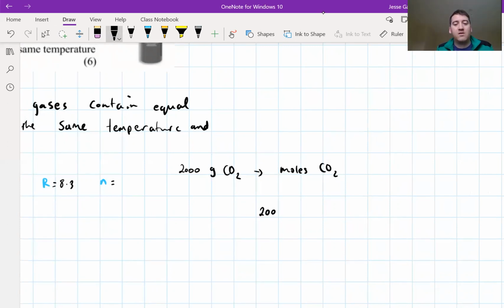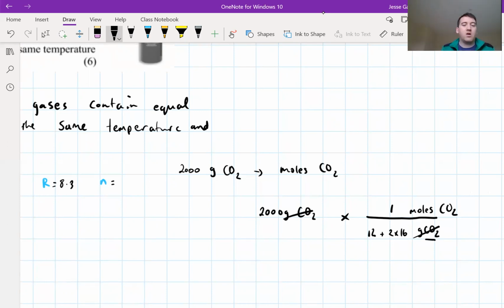Okay, so you've got 2,000 grams of CO2, and we're converting to moles of CO2. So what we want to do is make sure that we cancel out our grams of CO2 and leave ourselves with moles of CO2. The next thing we want to think about is what's the relationship between grams of CO2 to moles of CO2? Well, for every 1 mole, we have this mass of CO2. So we have 12 from the carbon atom plus 2 times 16 from the oxygen atoms.